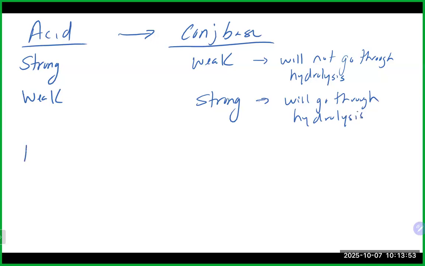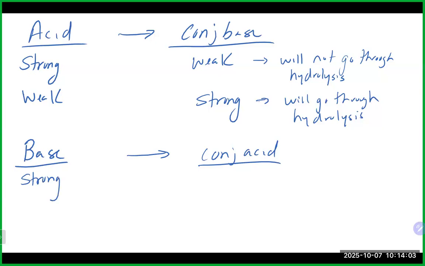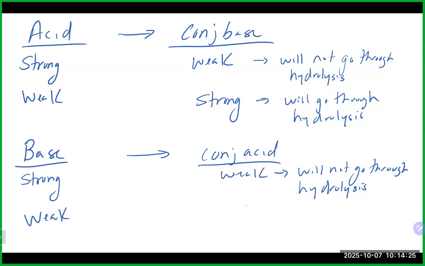The same relationship holds for our base and our conjugate acid. If our base is strong, its conjugate acid will be relatively weak, which again, just like above, means it will not go through hydrolysis. So it will not react with water and produce any H plus or OH minus. And if you have a weak base, its conjugate acid is going to be relatively strong, which means it will go through hydrolysis.